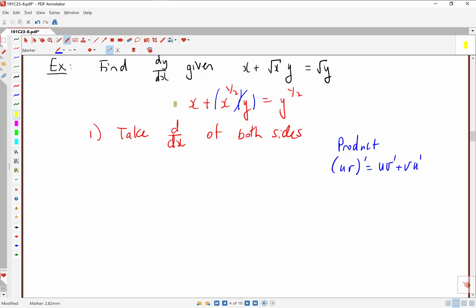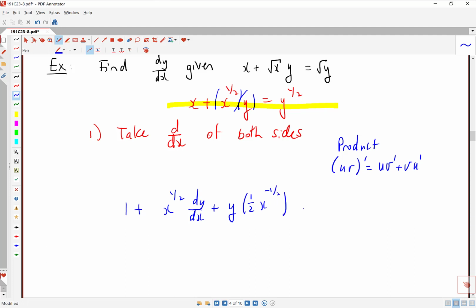Okay, so taking derivatives with respect to x of this equation here, we'd have 1 plus, we're going to do our product rule, x to the 1/2 times dy by dx, plus, now do your product rule the other way, so y times the derivative of x to the 1/2, so that'll be 1/2 x to the minus 1/2. So that's our product rule. And then that equals, well, now we're going to do the derivative of y to the 1/2. So that's 1/2 y to the minus 1/2. And because we just differentiated a y term, we multiply by dy by dx.